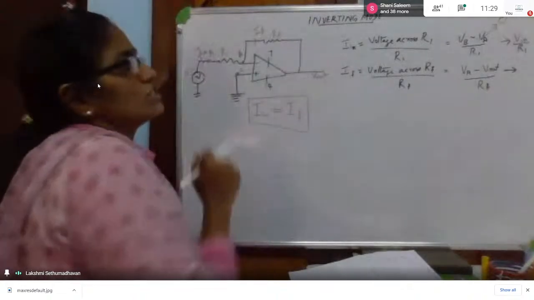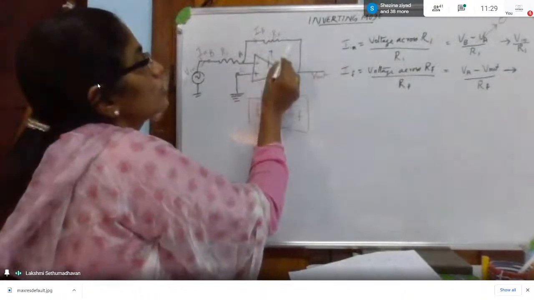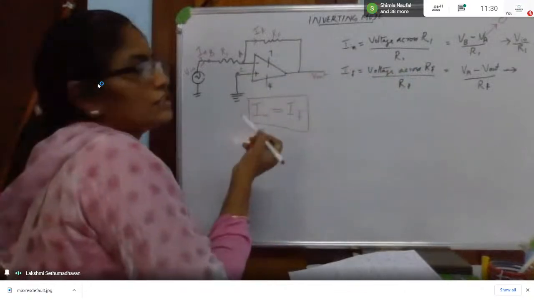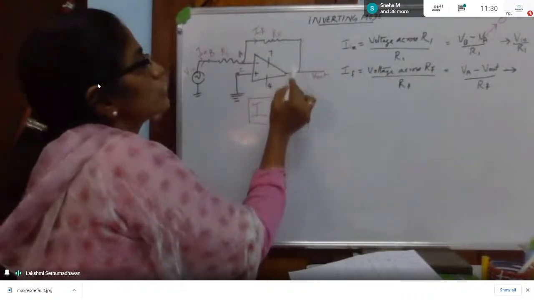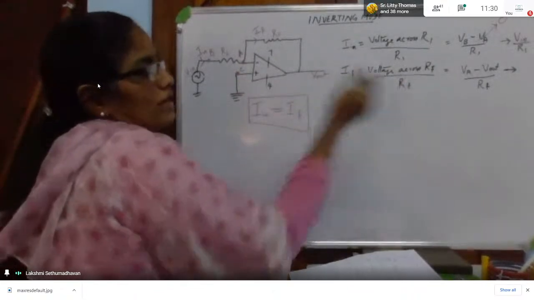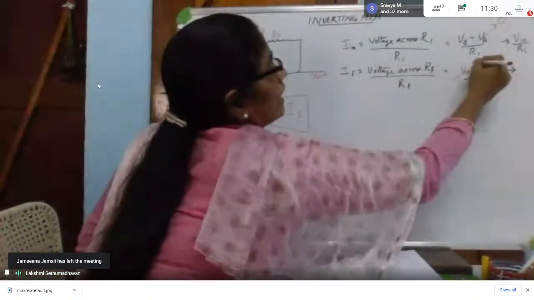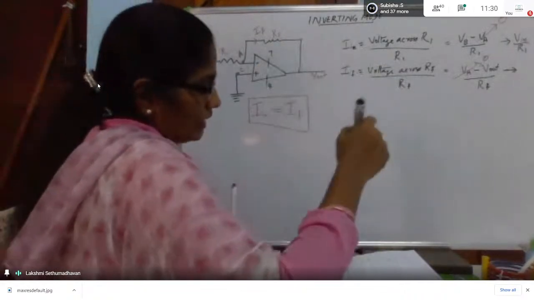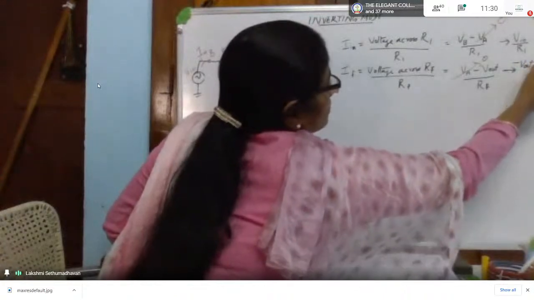Now, let us evaluate what is IF. IF is the voltage across RF divided by RF. Current is voltage by resistance. Voltage across RF is VA minus Vout, since this side it is VA and that side it is Vout. So VA minus Vout by RF. Here VA is going to be zero, virtual ground, so my expression is finally going to be minus Vout by RF.